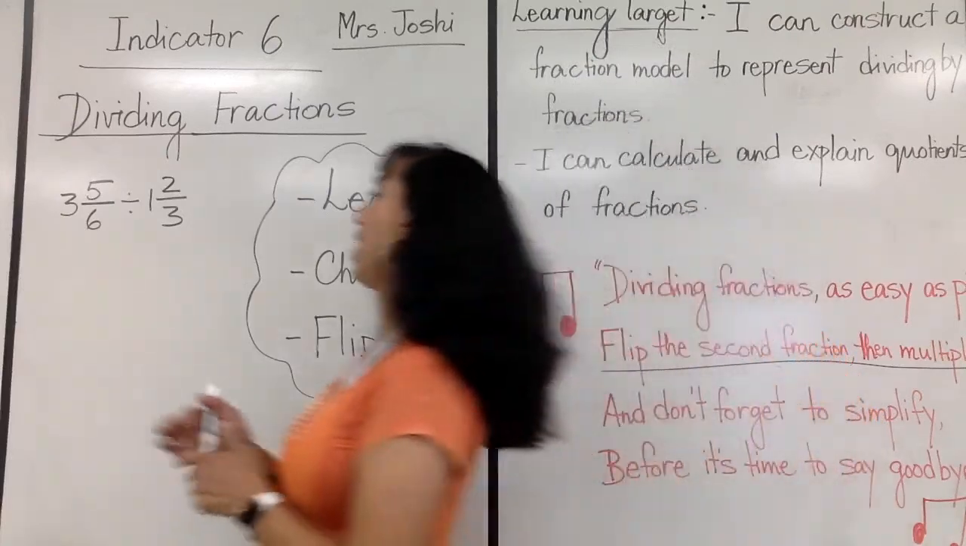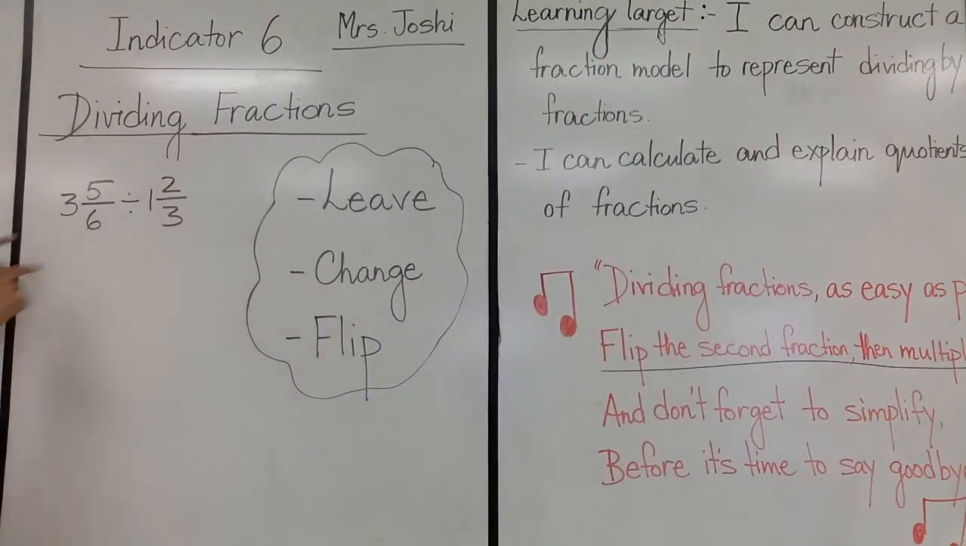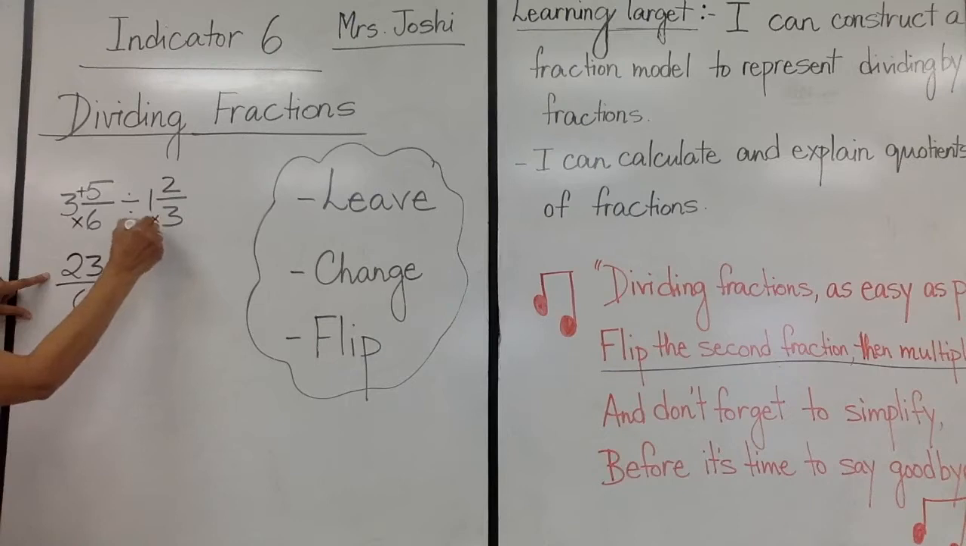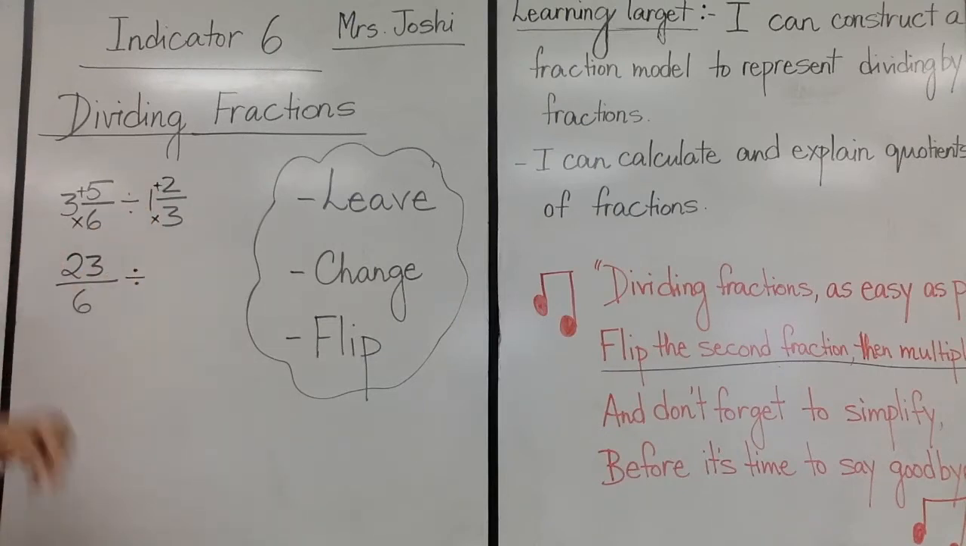Okay, so 3 times 6 is 18 plus 5, and that gives me 23/6. Okay, so this is multiplication, this is addition. Same thing over here. Leave the division right now, because that is going to be the next step. First step is convert to an improper fraction. So 1 times 3 is 3 plus 2, and that gives me 5/3.